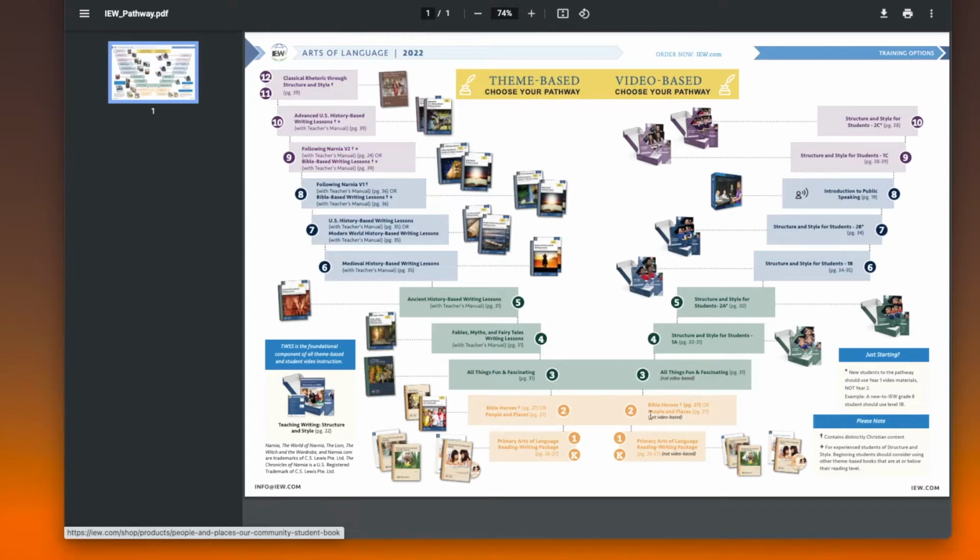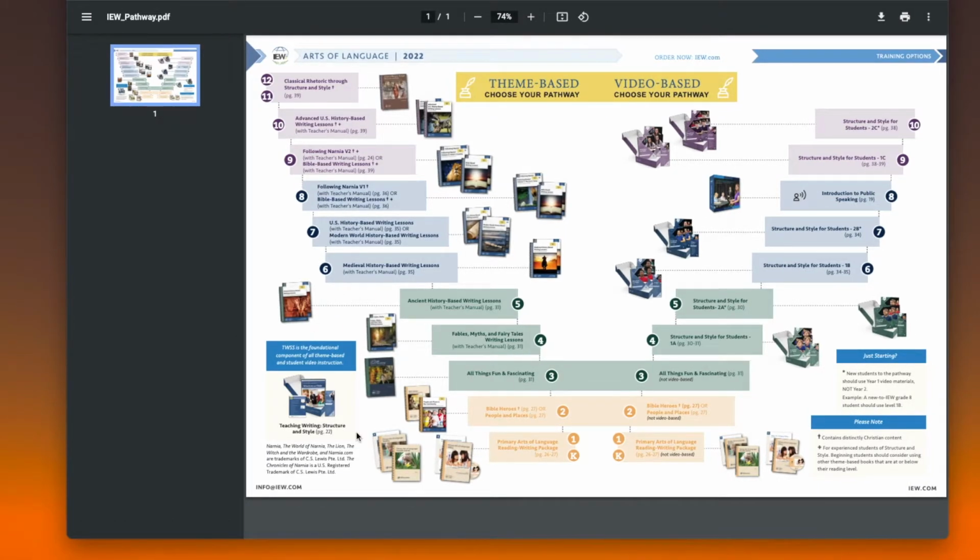If you're using their theme-based path, we're down here at K1 and we're moving up to grade 12. So your choices for kindergarten, first grade, second grade, the primary years are theme-based or kind of video-based. So we have our theme-based, our primary reading and writing. They have the stories that go along with those, and then you have your people and places or Bible heroes.